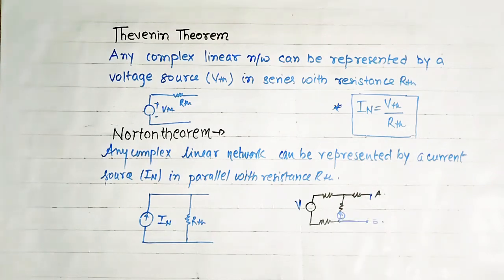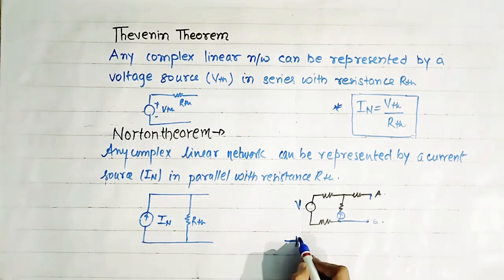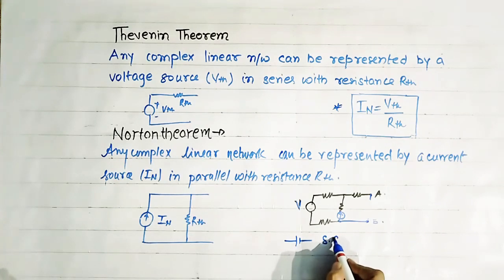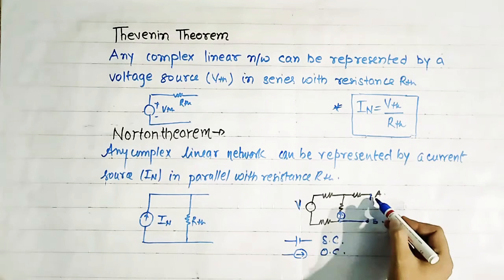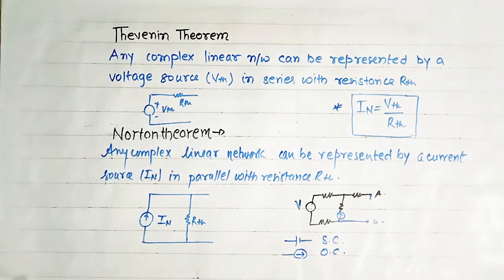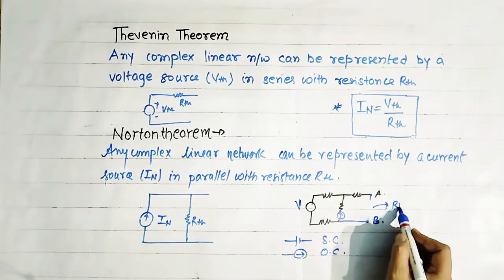And what is Thevenin resistance? To find the Thevenin resistance, I have to short circuit the voltage sources in the circuit and open circuit the current sources in the circuit. After that, I will calculate the equivalent resistance between these two terminals AB, and that will be the Thevenin resistance RTH.